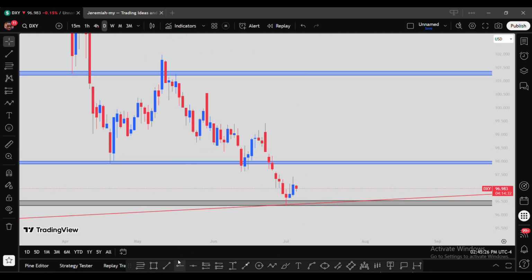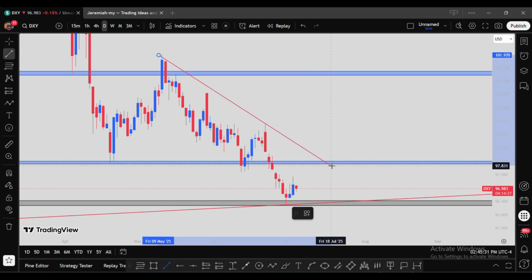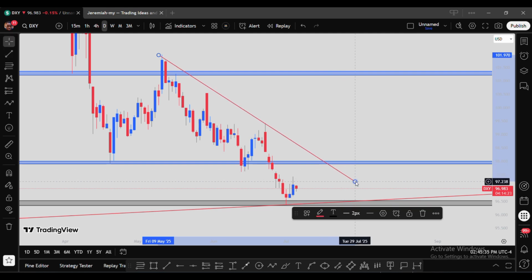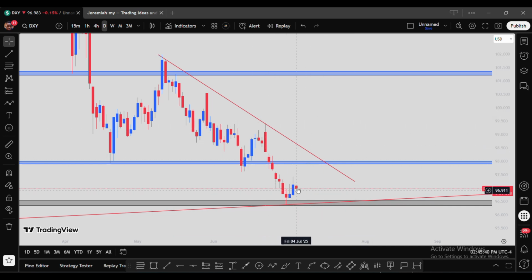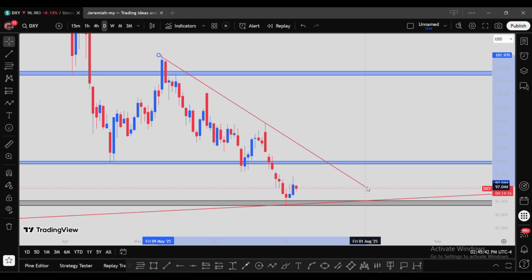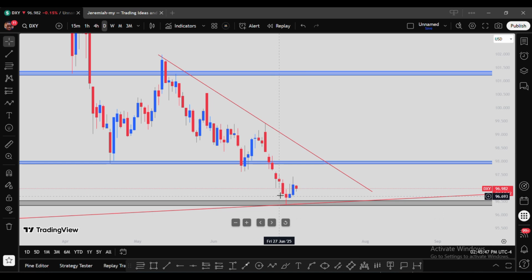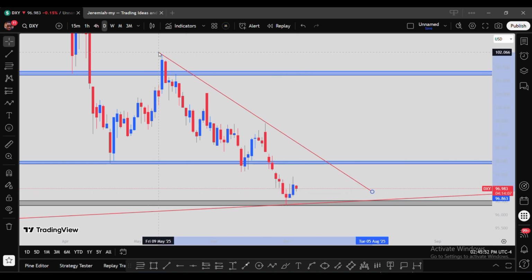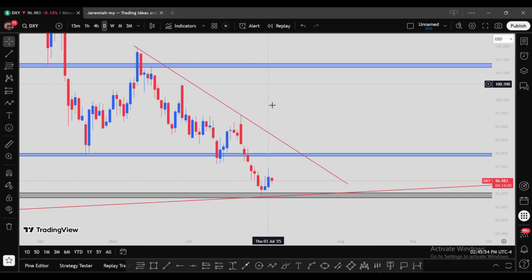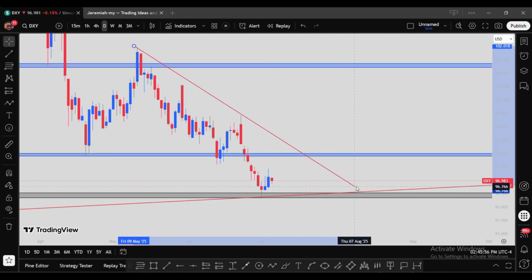For DXY to continue heading higher, if this level holds and price continues higher, I'll be expecting price to break this downward trend line. If price breaks this counter trend line to the upside, then I'll be looking to get in. What I'm saying is that if price gets here and continues heading higher, I'm waiting for price to clear this downward trend line, and then I'll be looking to get into a sell trade on EURUSD and GBPUSD.